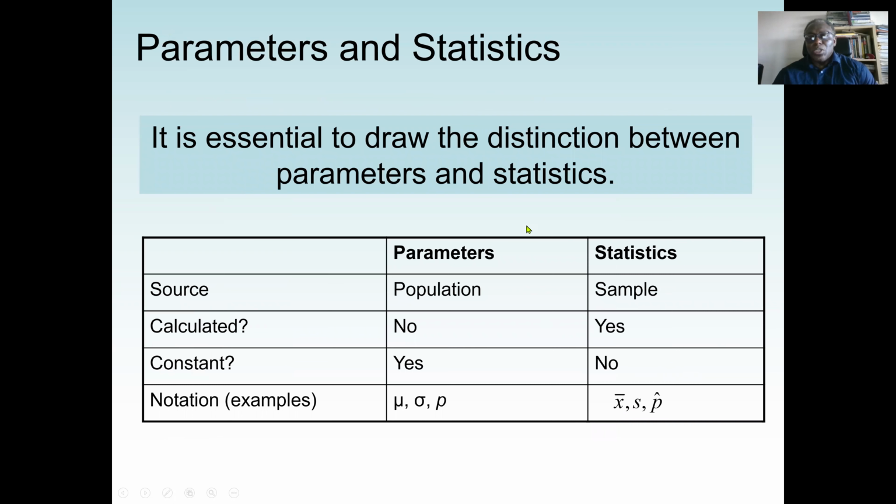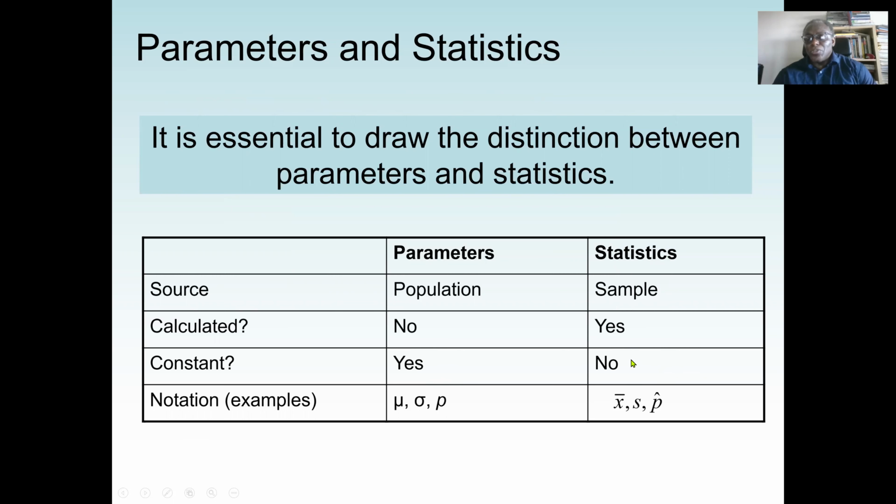Now, what's the difference between parameters and statistics? We know parameters come from a population. Do we calculate them? Of course not. The parameters are not calculated, and they are constant because we have the whole population. The population is one, so the mean, standard deviation, and proportion are always constant. Now with the sample, the characteristics of a sample which are the statistics, we always do the calculation. And also the values of the statistics of a sample are not constant.